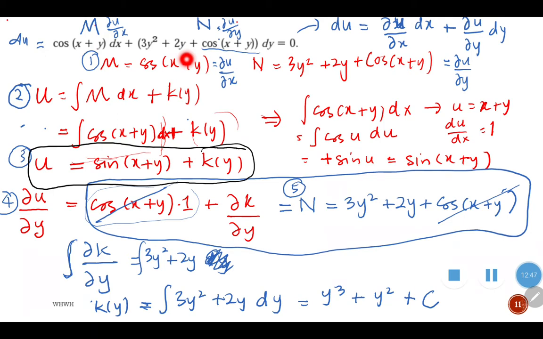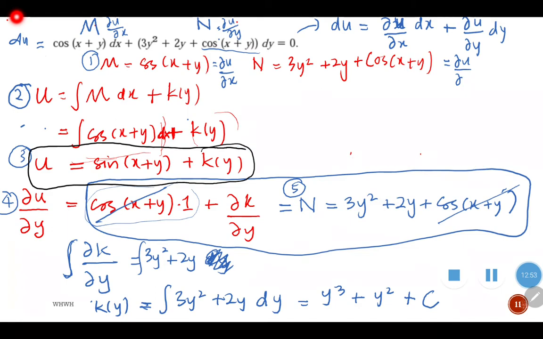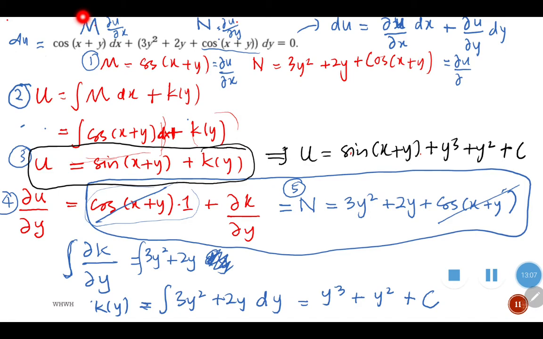So you can put inside your solution here. Okay, so makna kata jawapan akhir you adalah u equals to sin x plus y plus Y cube plus Y square plus C. Done. Senang kan? Alright, so now let's try.